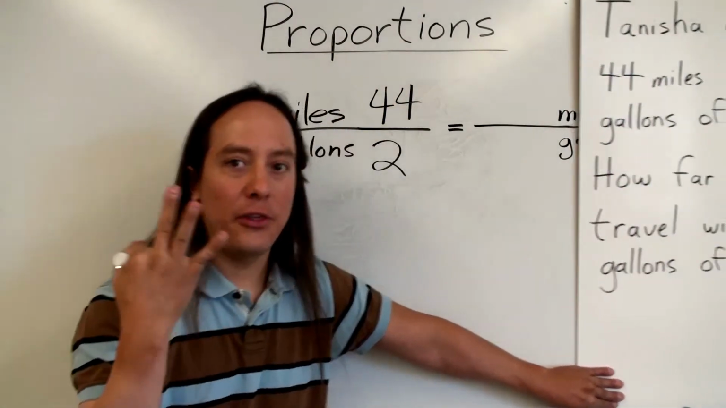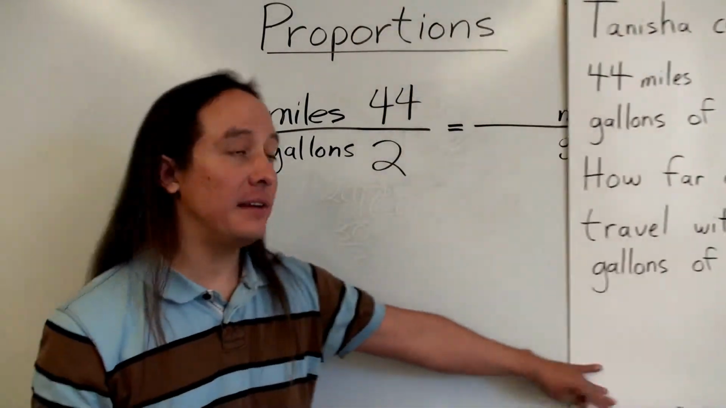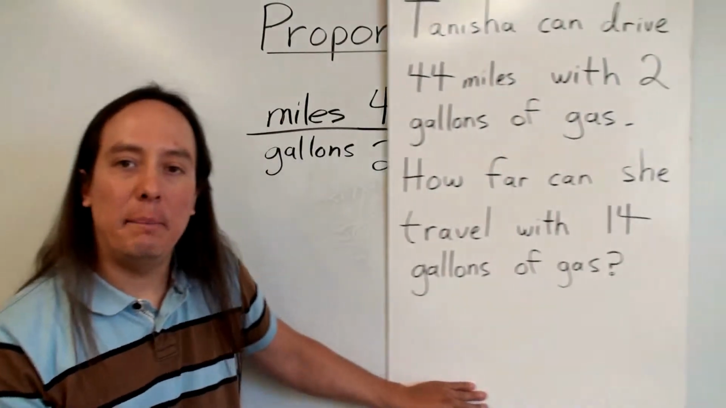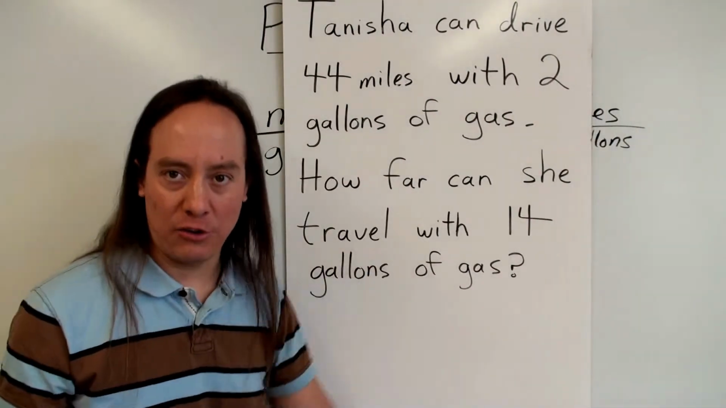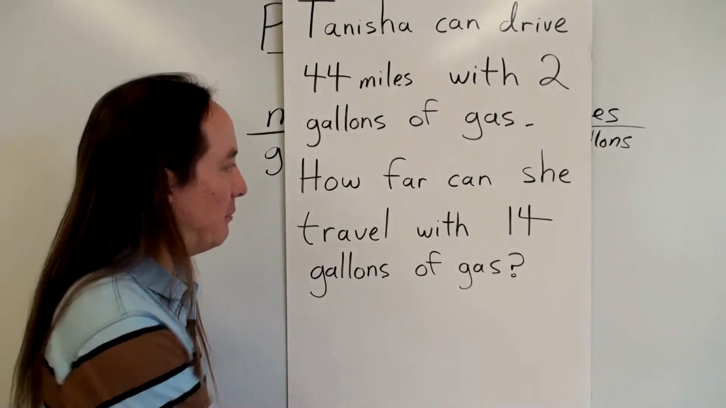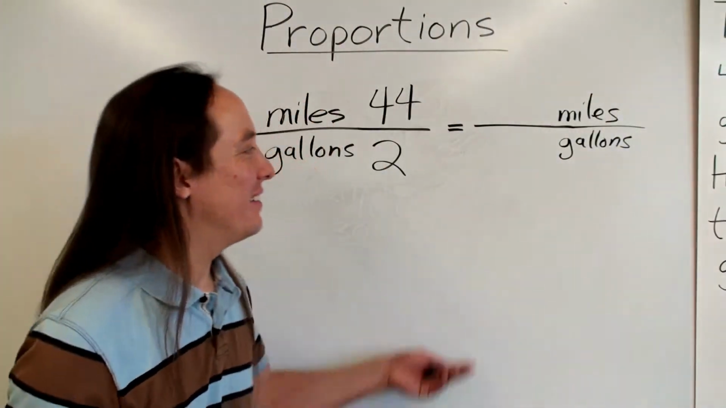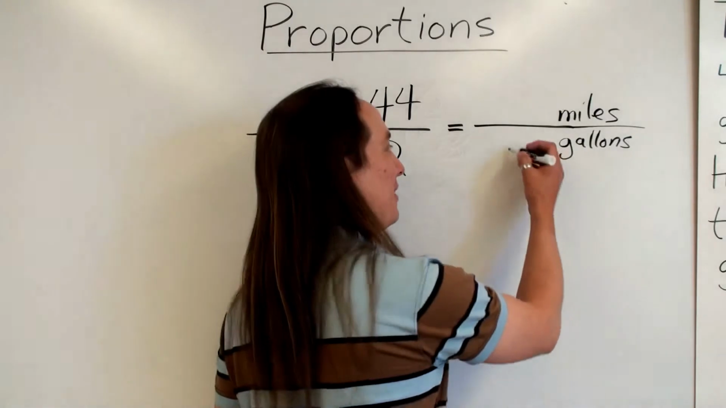All right, then they give me a third. So I identified the first complete ratio, and then they give me part of the next ratio. And they give me 14 gallons. So where do you think gallons are going to go? Gallons are obviously going to go where I have gallons written. So 14.